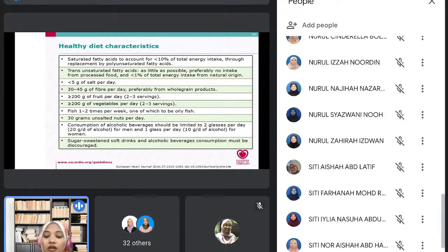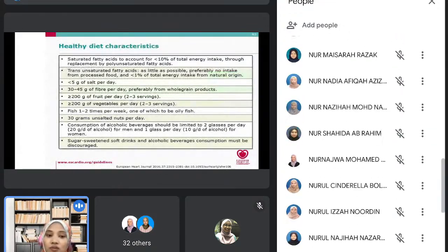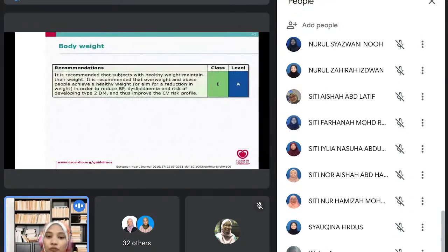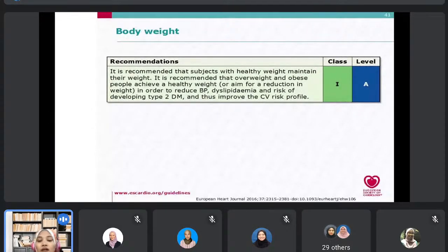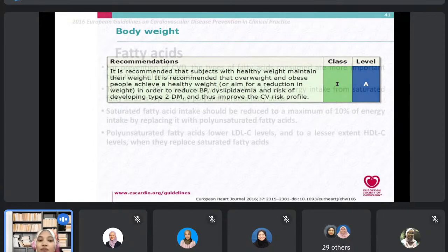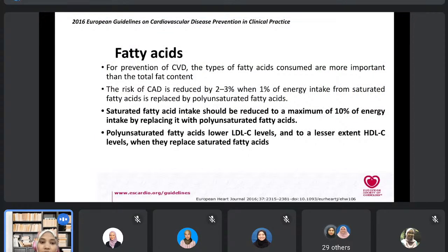So kat sini kalau kita tengok memang tidaklah mereka bercerita berkenaan dengan kolesterol. Okay, and for the body weight, so it is recommended that they need to achieve and maintain healthy weight. Okay, because it is associated with a reduction of dyslipidemia, hypertension, risk of developing type 2 diabetes, and also it will improve the cardiovascular risk profile. Okay, this one sama je.